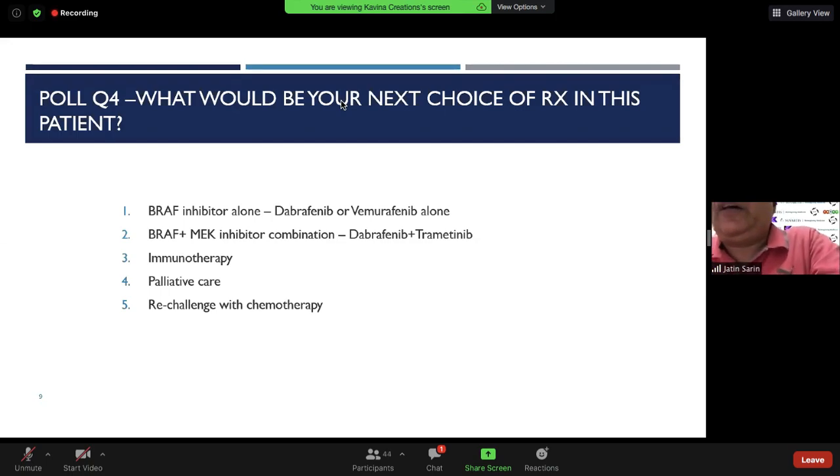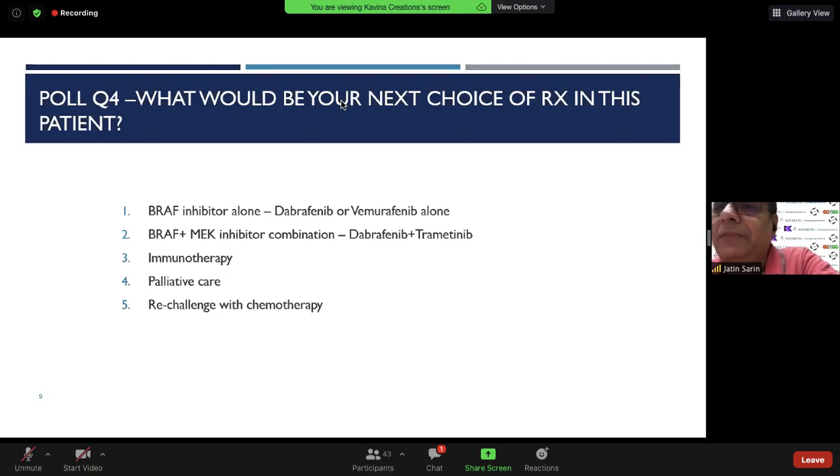So now what would be our choice of therapy? BRAF inhibitor alone, BRAF plus MEK inhibitor combination, immunotherapy, palliative care, or re-challenge with chemotherapy. I think most of our panelists will agree on this. Anybody can take it, please. I think number 2. BRAF plus MEK. So everybody will be unanimous in their treatment-wise. BRAF plus MEK inhibitor combination.